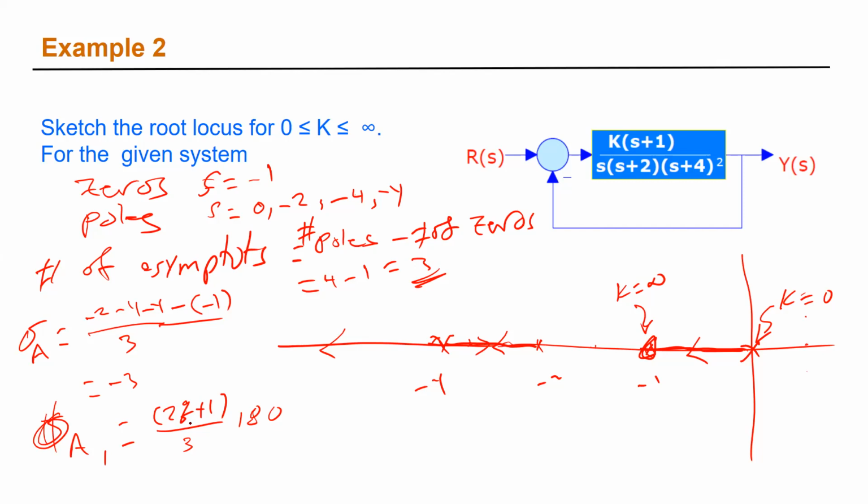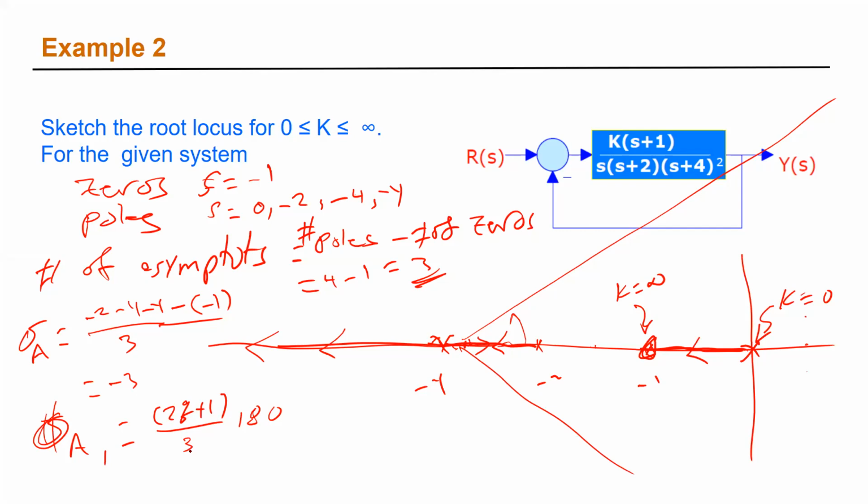This is the formula for the angle of the asymptote. Is it clear? And where should the asymptotes be? It is at minus 3, somewhere in here. This is the center of the asymptotes. The first angle will be 60, the second is going to be 180, and minus 60. If you apply the formula with q equal to 0, you have 180 divided by 3, which is equal to 60. Then make q equal to 1.